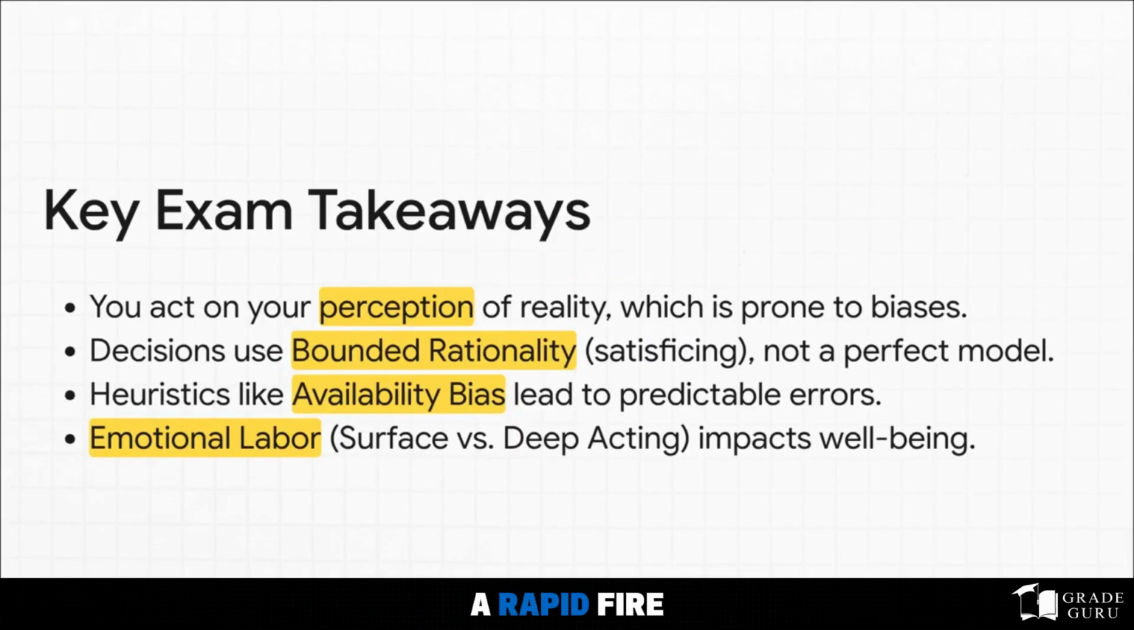So let's do a rapid-fire recap of the absolute must-knows. Number 1, you act on your perception of reality, which is full of biases like the fundamental attribution error and the halo effect. Number 2, in the real world, we use bounded rationality. We satisfice, we don't optimize. Number 3, our mental shortcuts or heuristics lead to predictable errors like the availability bias. And finally, number 4, emotional labor, that difference between surface and deep acting, is a massive part of many jobs and it really impacts employee well-being. You got this.